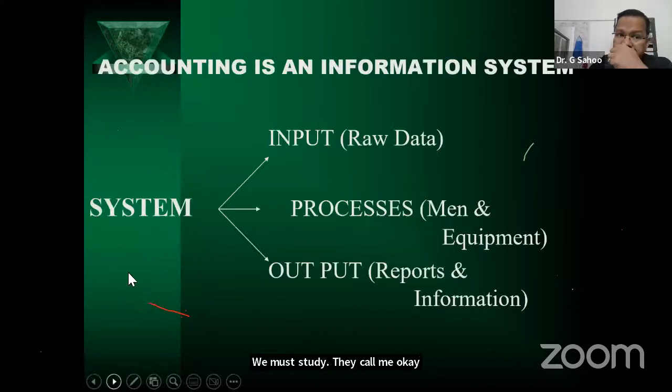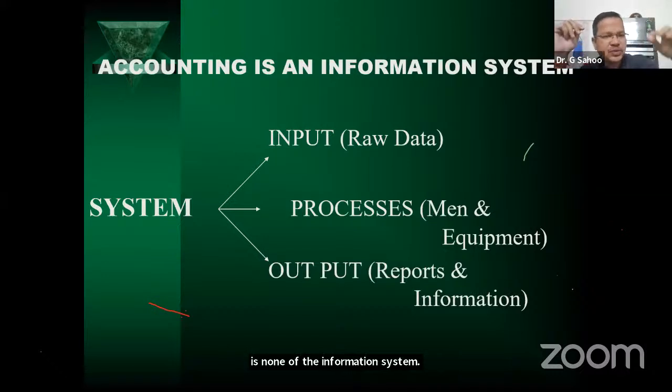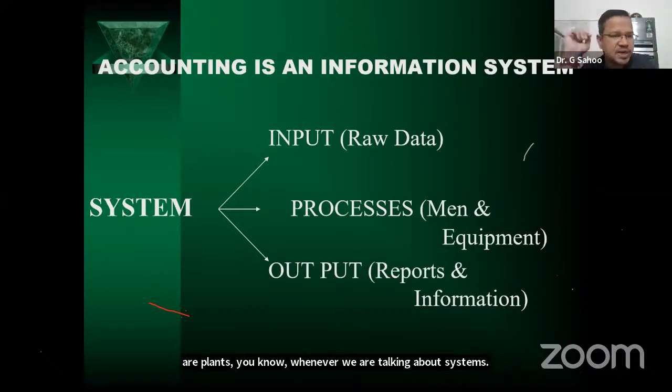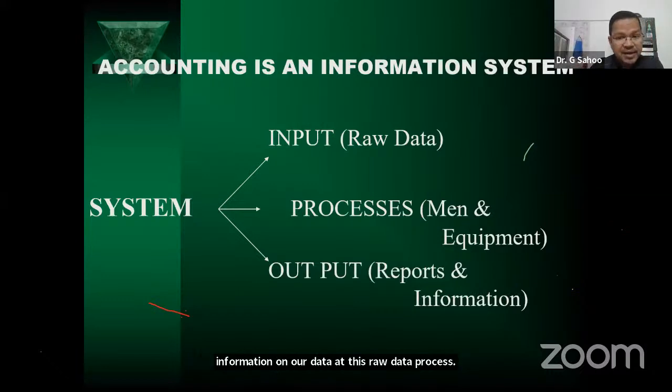Next, why is accounting known as an information system? Dear friends, whenever we talk about a system, it consists of three components. One is input, the second is process, and the third is output. In input, we give some raw information or raw data, and this raw data is processed with materials, machines, and methods. And finally, we get the output.